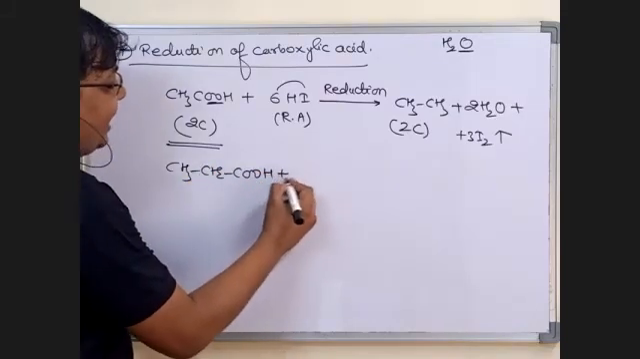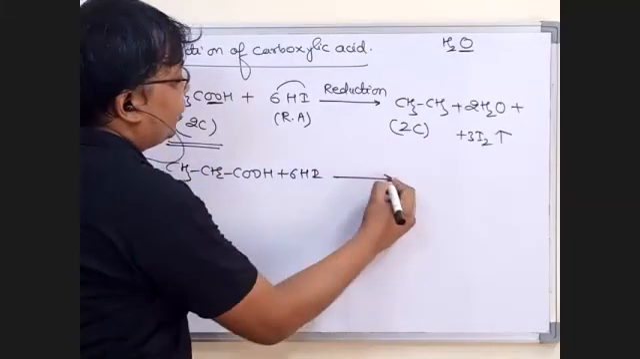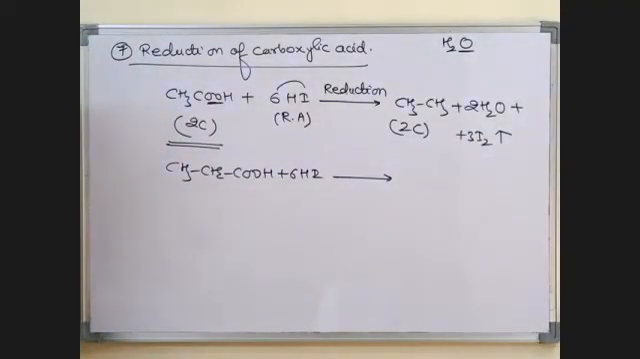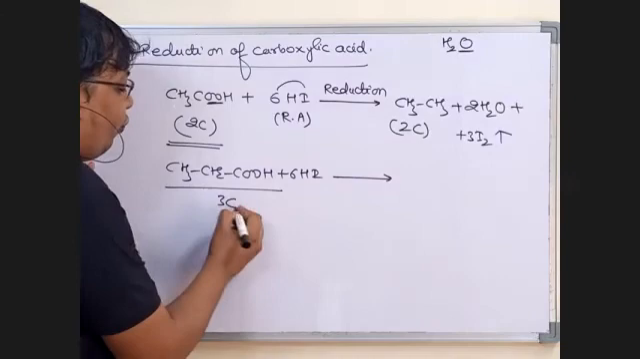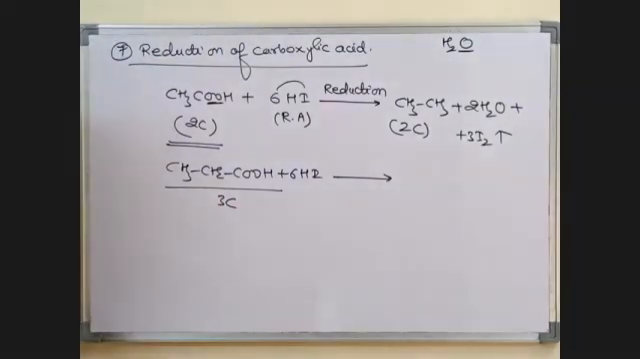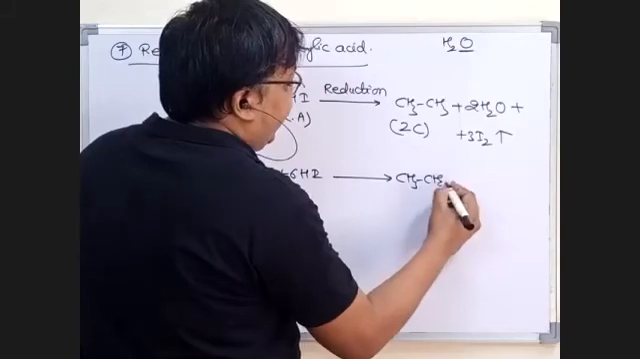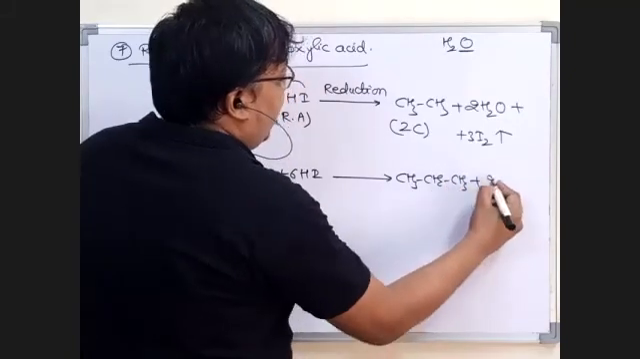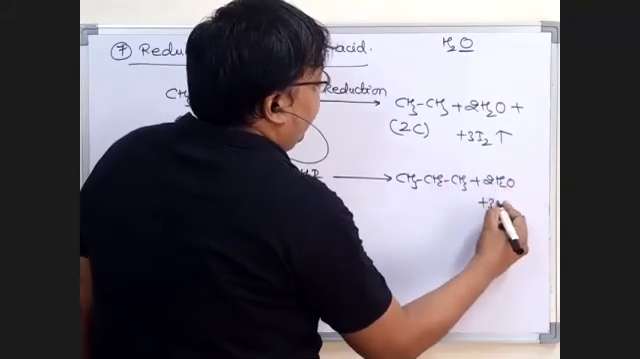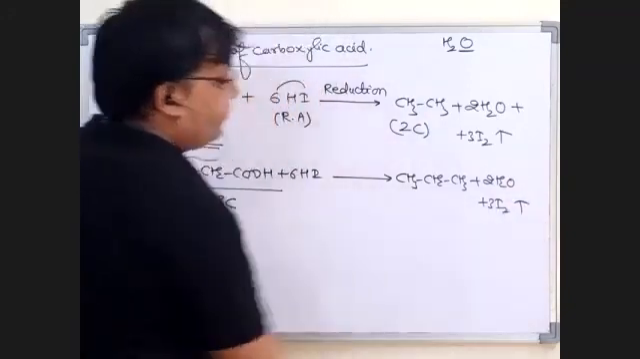CH3CH2COOH with 6HI. You tell me, student, how many carbon in this acid? Your answer will be 3. So, which alkane forms? Which alkane should be formed over here? Your answer will be propane, CH3CH2CH3. Now 2 moles of H2O and 3 moles of I2, students.